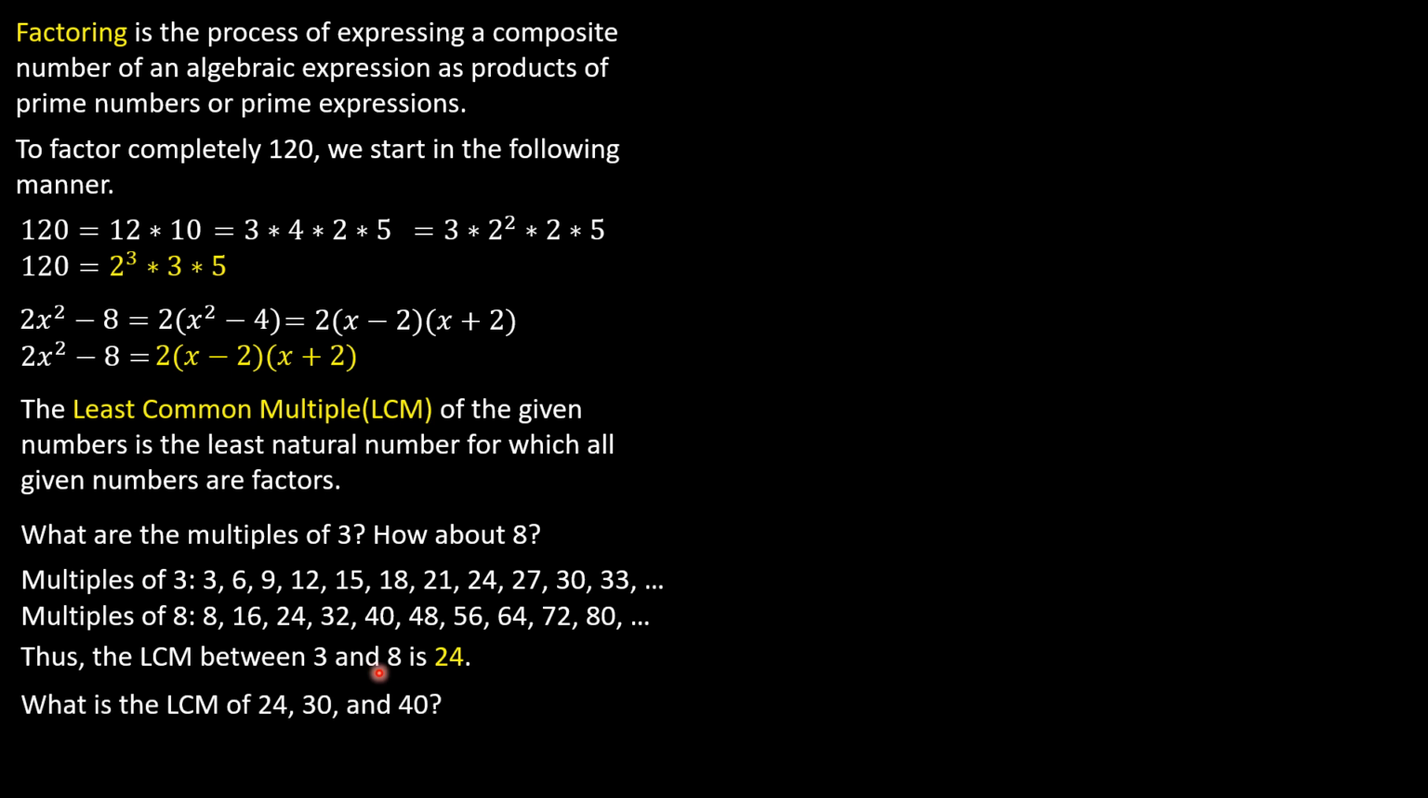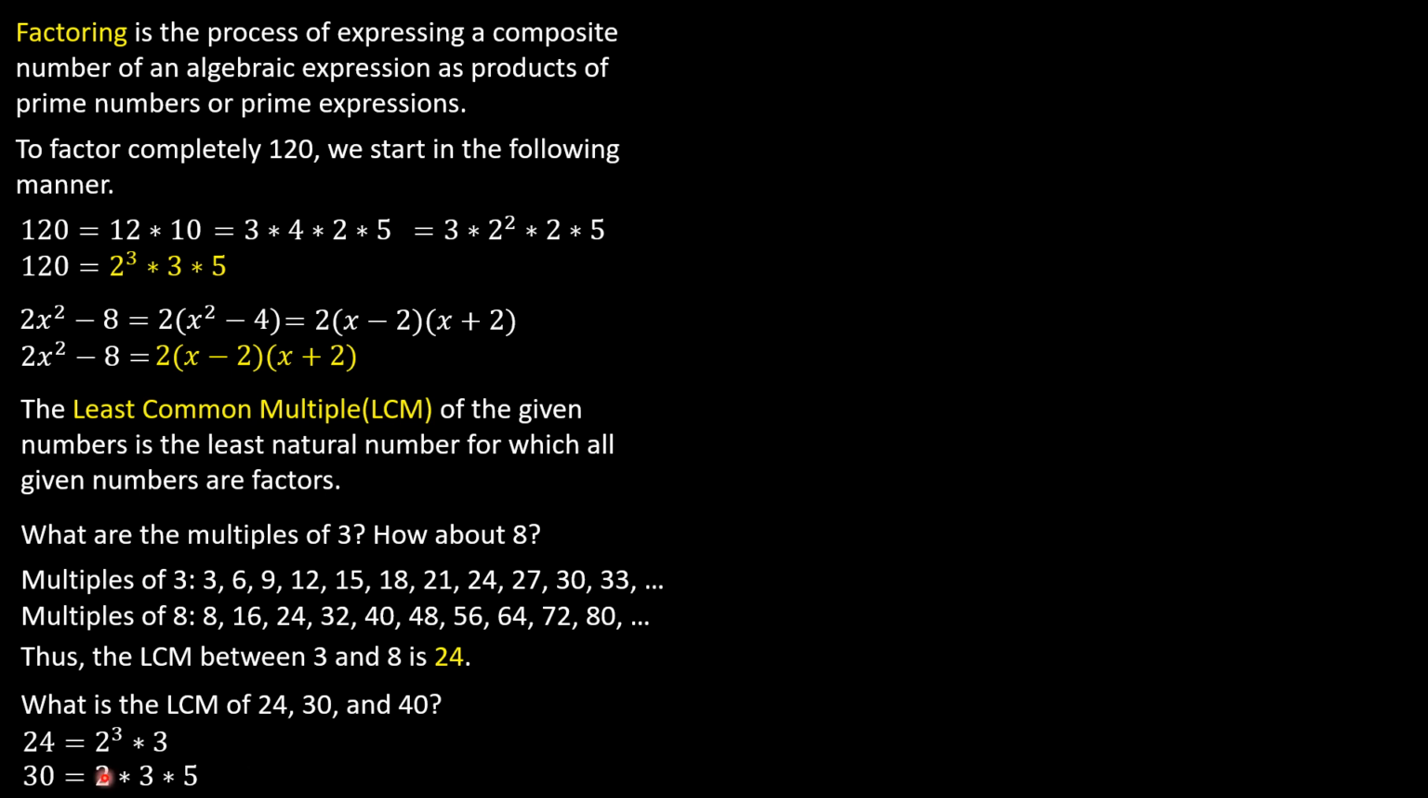So how about this one? What is the LCM of 24, 30, and 40? So the procedure is we factor completely each number. So 24 is 8 times 3, so 2 cubed times 3. So let's make it fast. Let's make it direct. 30 is 6 times 5, and 6 is 2 times 3. So the complete factored form of 30 is 2 times 3 times 5.